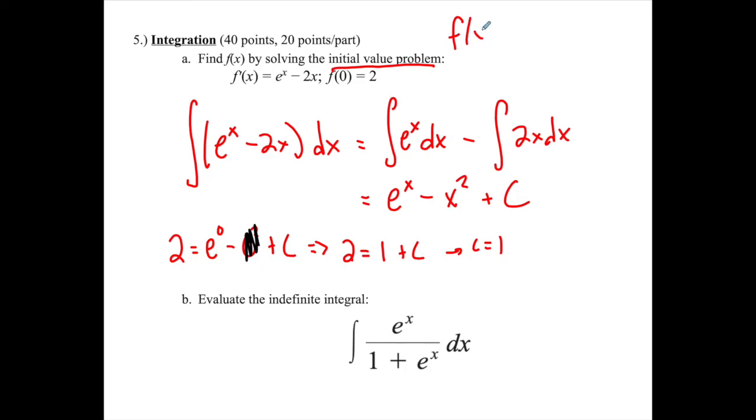So our final function is f of x equals e to the x minus x squared plus 1. So if you differentiate this, you get e to the x minus 2x, and the 1 goes away. So the derivative works. If you plug in 0, you get 1 plus 1, which is 2. So f of 0 is also 2.